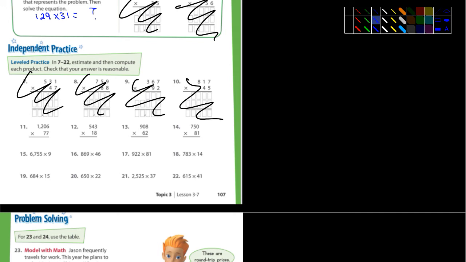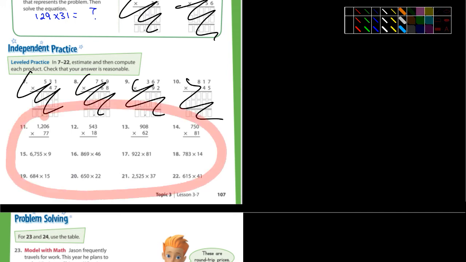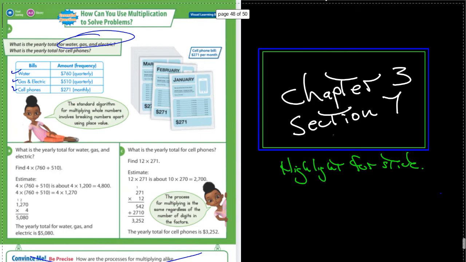So I do want you to do 11 through 22. And one of these, I don't know which one, will be for a stick. Next page.